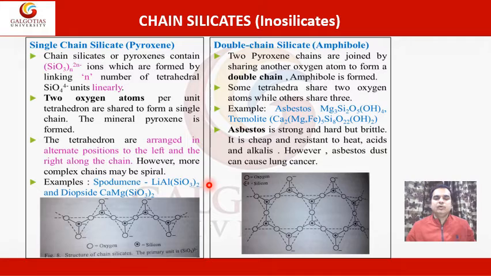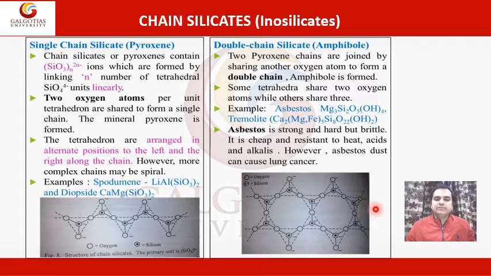These are also referred to as amphibole, in which two pyroxene chains are joined by sharing another oxygen atom to form a double chain. As we can see in this case, this is the first chain and this is the second chain. When they share another oxygen with the different chain, they form the amphibole, a double chain silicate type structure.